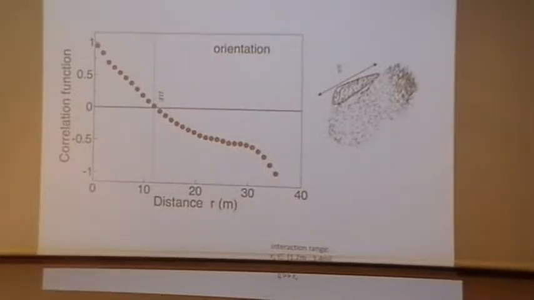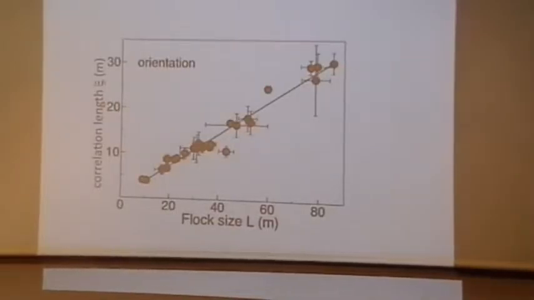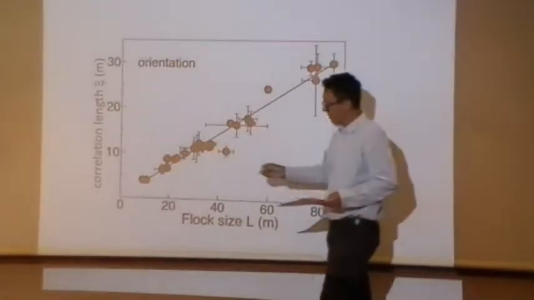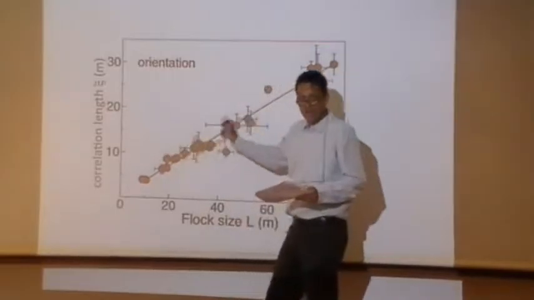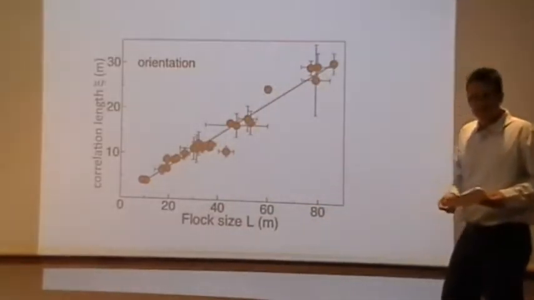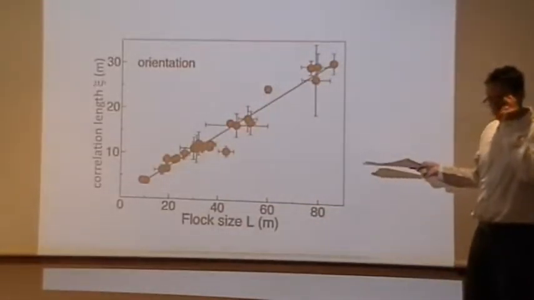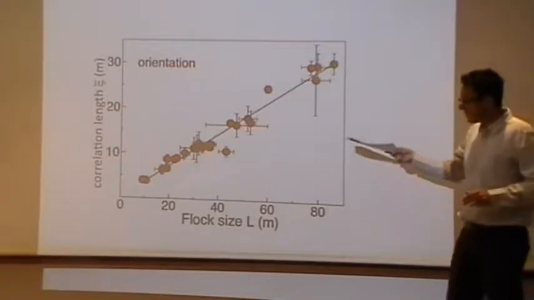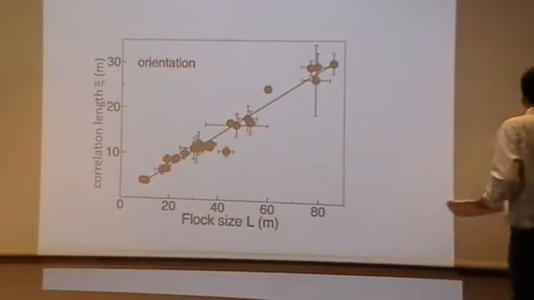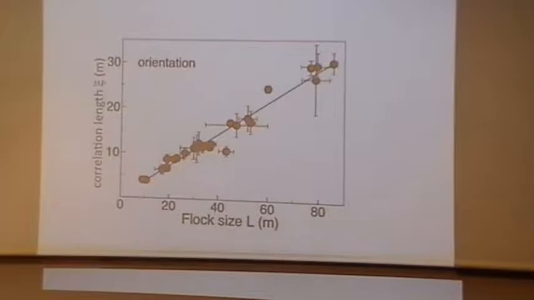Well, what you discovered is this. So if you plot now the correlation length as a function of the size of your system, this is what we get in birds. So psi grows linearly with the size of the system. Okay? Psi grows linearly with L.